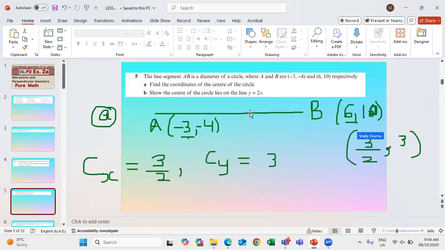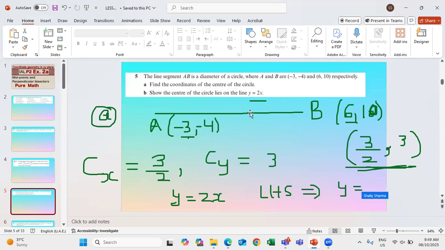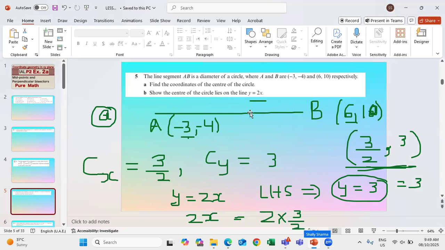Now we have to show that this center lies on this line. Whatever the equation is given, I will take its left hand side and substitute the values. So it is given as y, so y is equal to 3, that is the left hand side. And the right hand side is 2x, that means it is equal to 2 times 3/2, which is 6/2, and that is again 3. So left hand side and right hand side are equal, therefore the center of the circle is lying on the given line y equal to 2x.